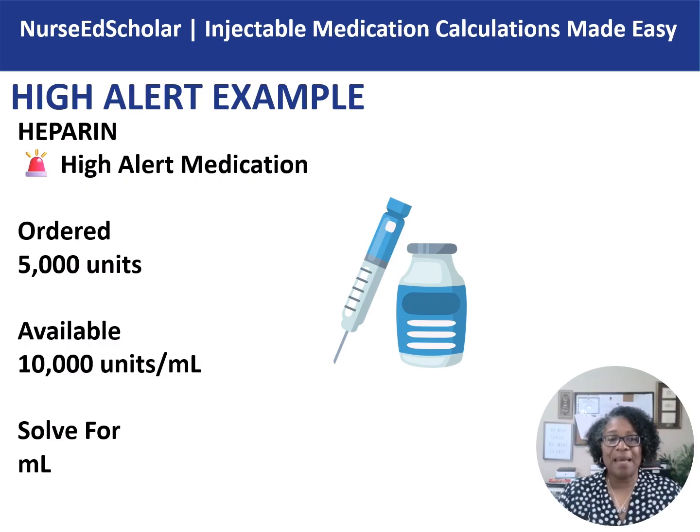Okay, now we're entering some high alert medicine. Heparin is definitely one. When you're talking about high alerts, heparin and insulin are high alert medications because mistakes with these medicines can be life-threatening for your patient, causing serious, serious harm. So you're taking care of a patient in the hospital and the doctor orders 5,000 units of heparin subcutaneously. What is available in the hospital is 10,000 units per milliliter. Okay? We're solving for milliliters, right?